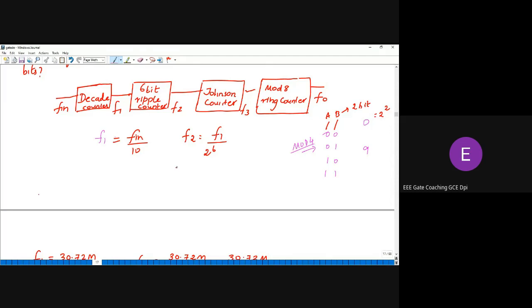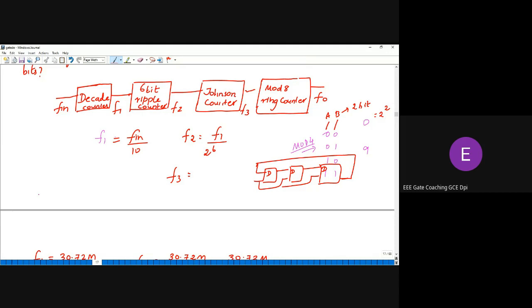Next, F3. What is F3? F3 is nothing but a Johnson counter. So what is a Johnson counter? If I have 2 or 3 D flip-flops, then the Q bar is connected to the input of the first flip-flop. This is how. So this is your Johnson counter.